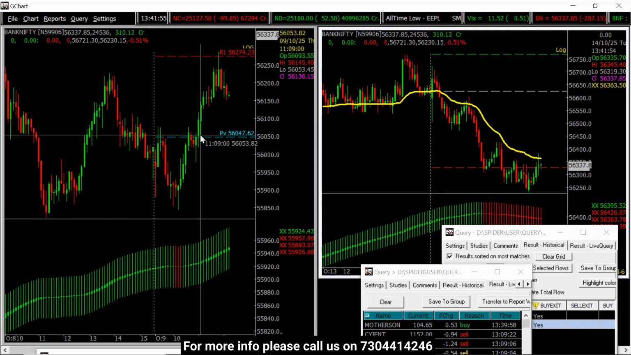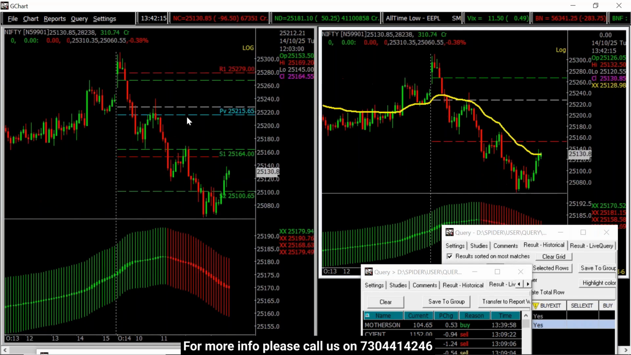So we need to follow some system. After target one is reached, if the market has risen more than 500 points in Bank Nifty in a span of 8 hours, then we'll see very good rallies. In the same way, in Nifty, we have seen a fall of more than 150 points in more than 5 hours. Like we got a sell here, so we shorted at 25,120. It made a low of 25,096. So the trade is still active.